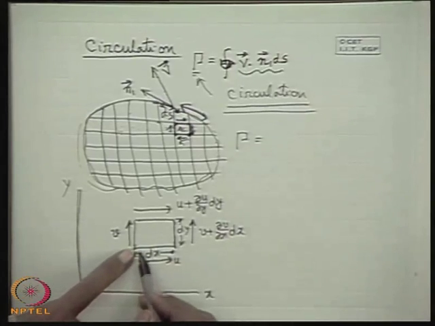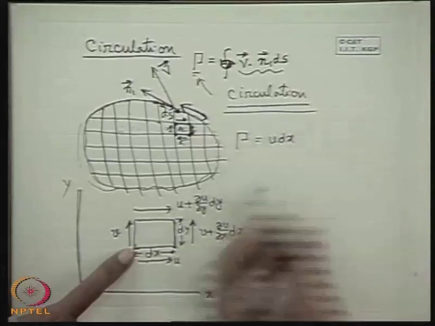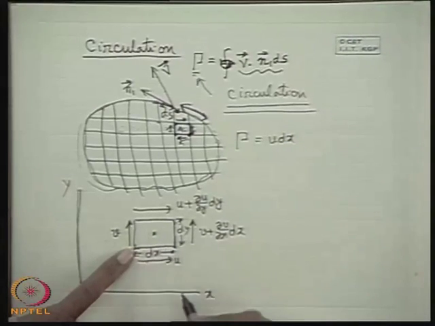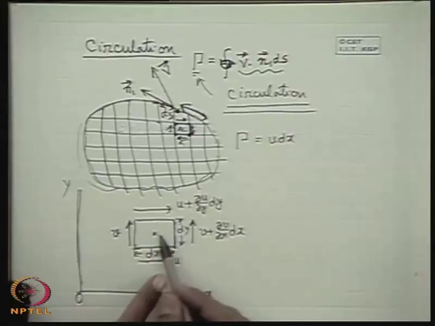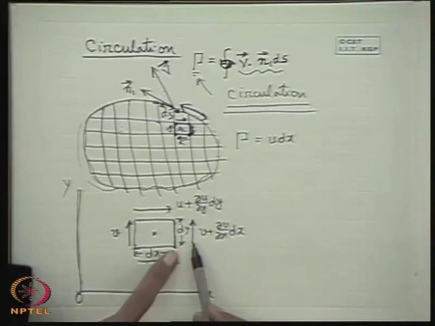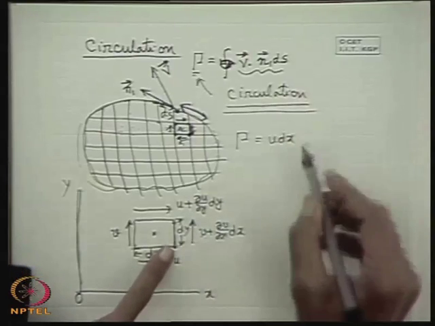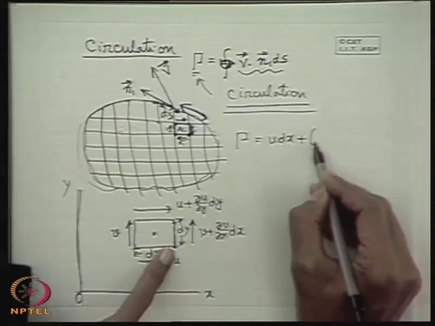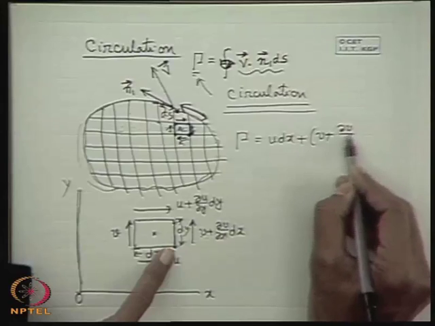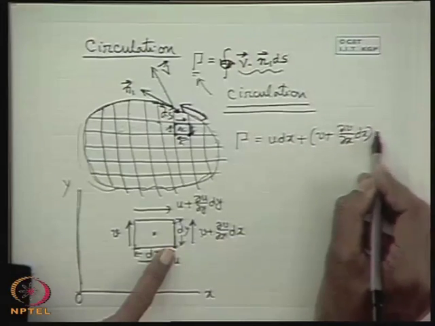For this elemental length, it will be u into dx, and this has an anti-clockwise rotation about any point within the circuit. This is the way the direction for the rotation has to be taken care of. Similarly, for this element, the velocity along this element is v plus del v del x dx. U doesn't have any component along this, since it is perpendicular to this linear element. So it is the velocity component along the linear element times dy, in the same directional notation. So plus v plus del v del x dx times dy.